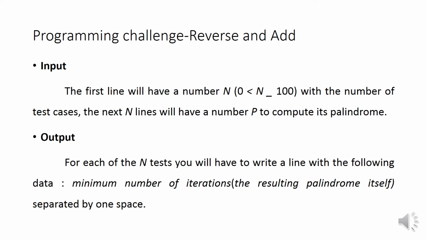So the output is very easy. First of all, we have to print the minimum number of iterations, and after that, separated by one space, the resulting palindrome. Okay, that is the output, how the output is shown after implementing the program.